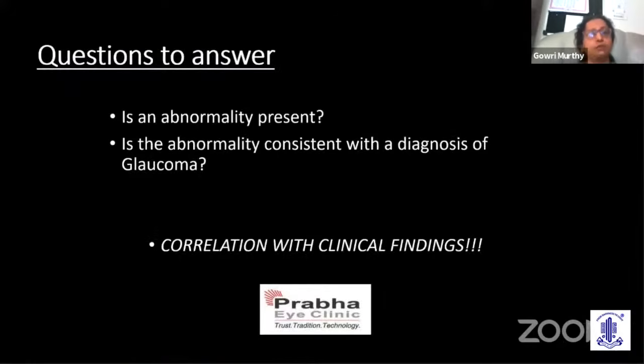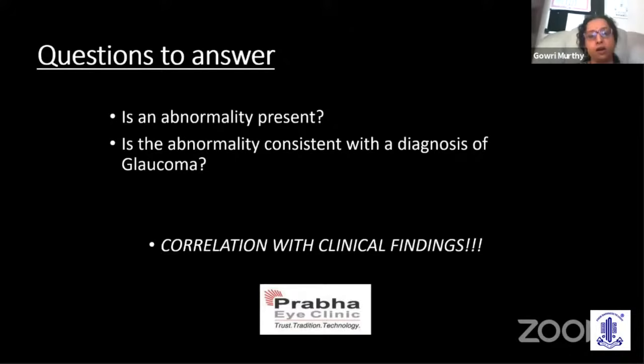So these are just a few examples. Whenever you look at a visual field, look at whether there is an abnormality. Is this an artifact or a real abnormality? And next, ask yourself, is the abnormality consistent with the diagnosis of glaucoma? The complete examination of the patient and correlating the field with the clinical findings is what is most important, because there are many scotoma traps in perimetry.